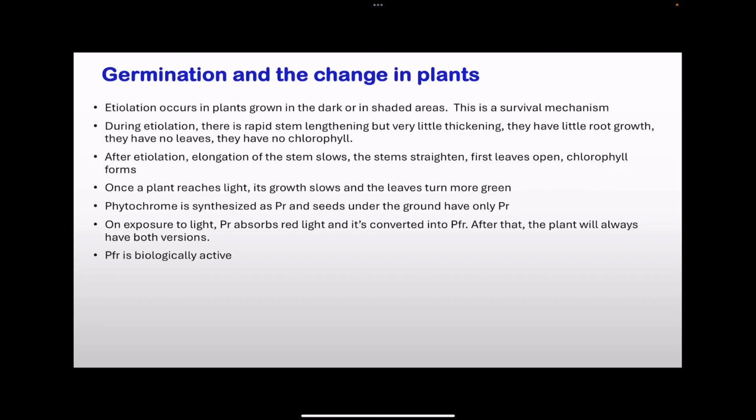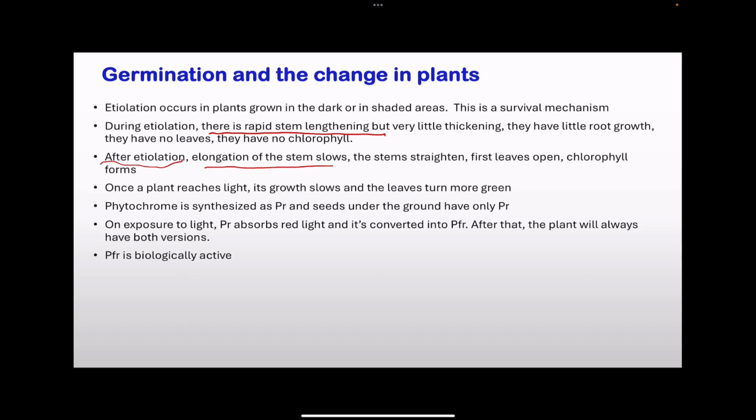During germination, etiolation can occur. This is when there is rapid lengthening of the stem, but less thickening. There is going to be less root growth, no leaves, and there will be no chlorophyll. This is like a mechanism enabling the plants to grow further in order to access light so that they can begin to photosynthesize. But after etiolation, meaning when they have access to light, elongation of the stems is going to slow down, the stems are going to become straight, and then leaves are going to gain chlorophyll so that photosynthesis can begin.